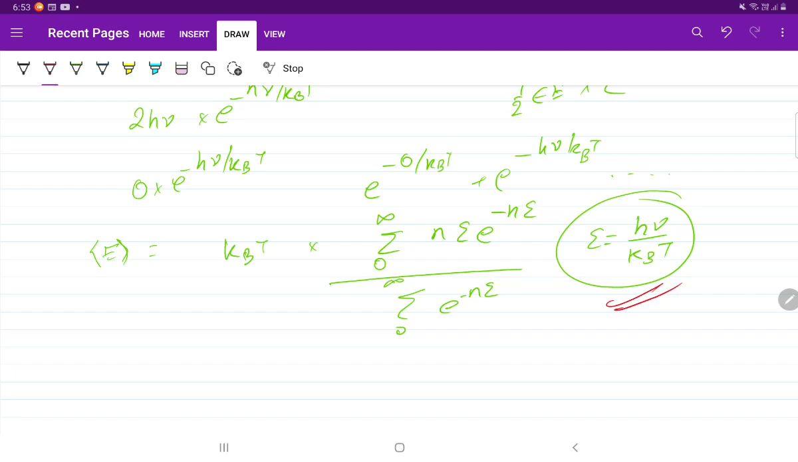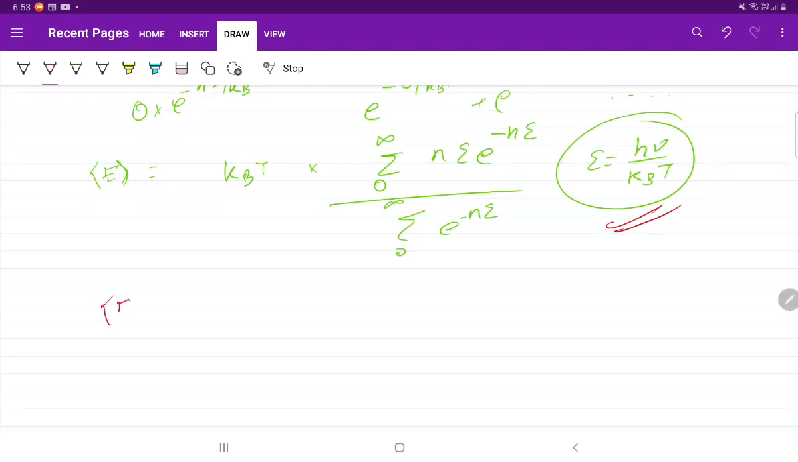Now this is the numerator is an AGP and the denominator is a GP. Well, you know how to solve an AGP. Here I'm not solving it, I'm just directly writing the result. If you evaluate, you will get average energy is equal to h nu by e to the power h nu by kBT minus 1. So this will be the expression for average energy. Hope you get it.